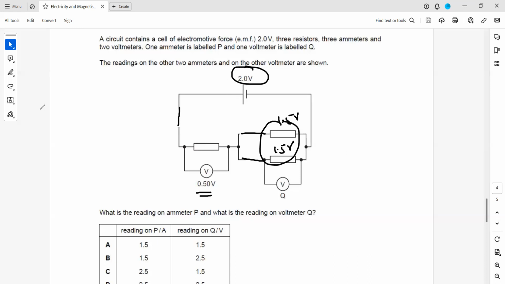If the total is 2 volts, and 0.5 volts is here, like 0.5 joules used by the charges here, the remaining 1.5 they will use across each of them. So what is the reading on this voltmeter? The reading on the voltmeter will be 1.5, and the reading on the ammeter is also 1.5. So for this question, A should be the right answer. Is it clear, this one?